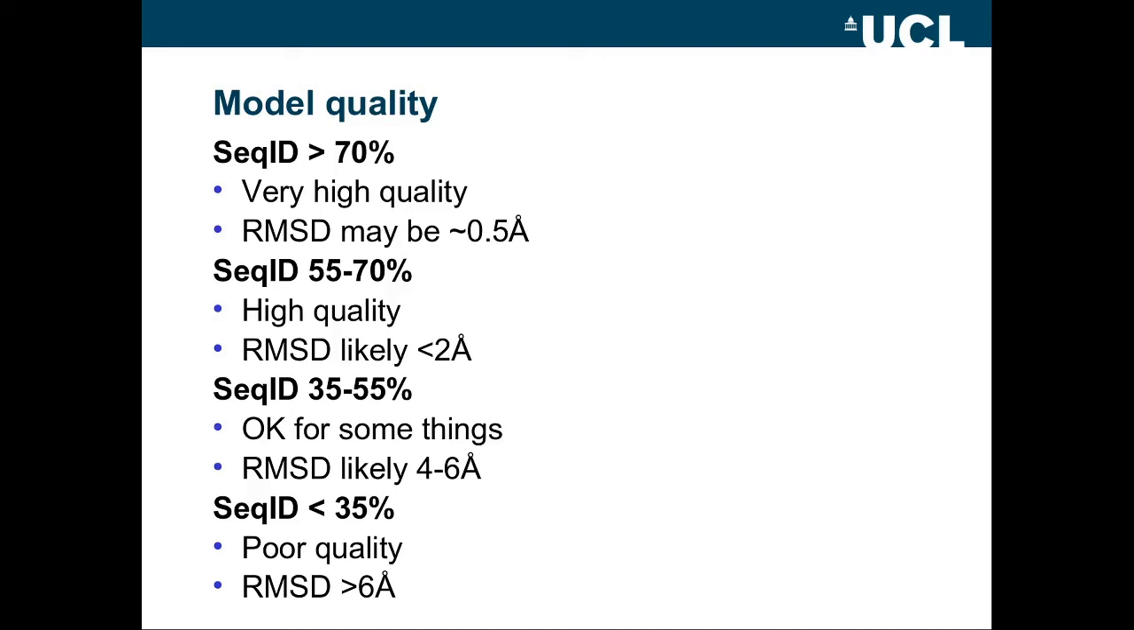Between about 55 and 70%, again we get high quality models, and the RMS deviation is likely to be less than 2 angstroms, and that's really the sort of threshold that we generally look for a model being really good. Between 35 and 55%, things tend to be a bit more variable. Sometimes we will get very good models, but the RMS deviation generally is likely to be between 4 and 6 angstroms. Below about 35% sequence identity, models tend to be of poor quality, with RMS deviations greater than 6 angstroms.